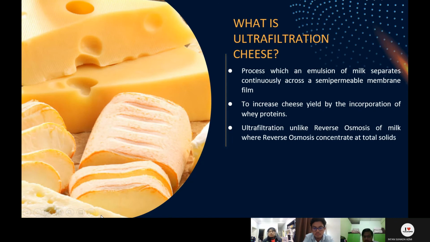So our group will touch on ultrafiltration cheese. So what is ultrafiltration cheese? It is a process in which an emulsion of milk separates continuously across a semi-permeable membrane film. So by using ultrafiltration cheese, we are able to increase the cheese yield by the incorporation of whey proteins. Ultrafiltration, unlike reverse osmosis of milk, where reverse osmosis concentrates the total solids.